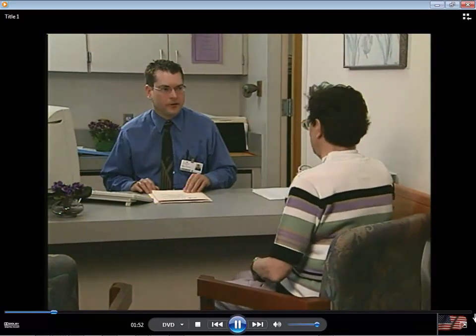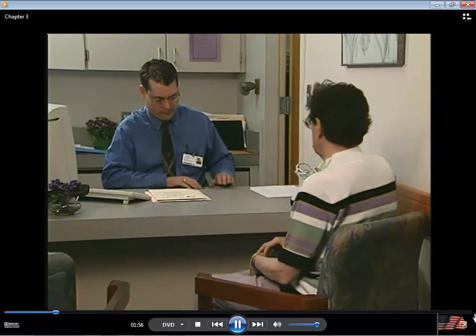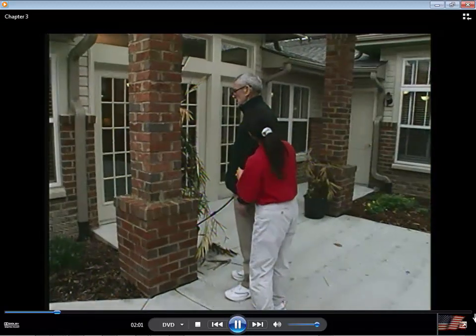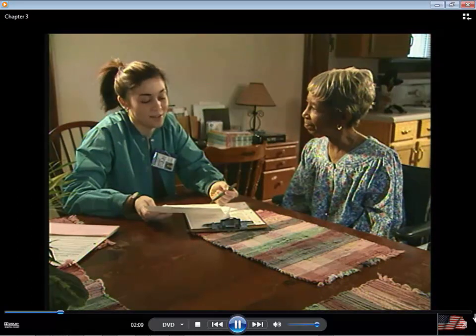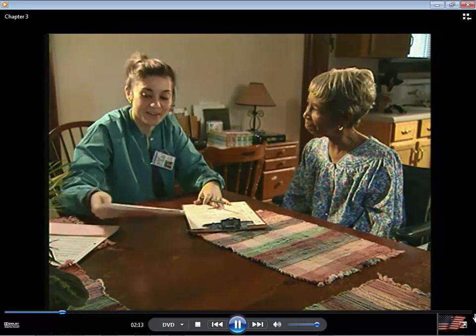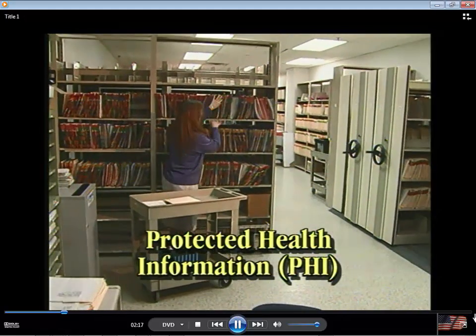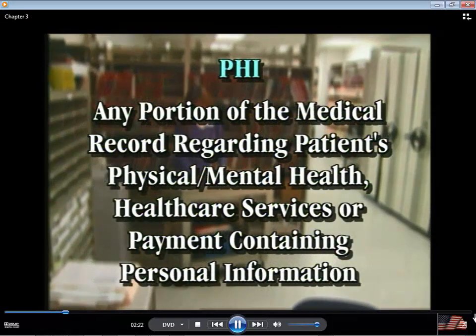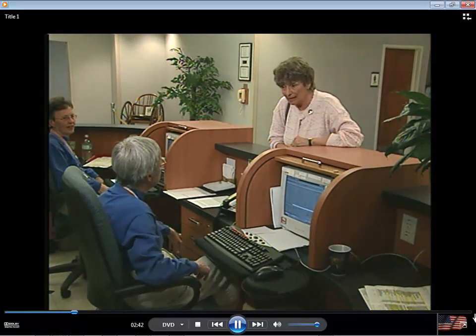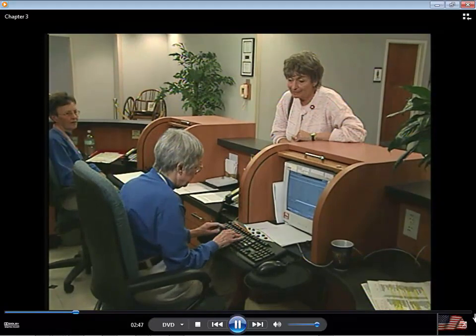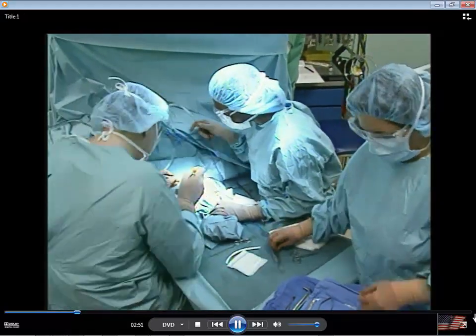As you know, the HIPAA privacy rule restricts the use and release of medical records and gives patients more control over how that information is used. By law, healthcare providers, health plans, and healthcare clearinghouses, what HIPAA calls covered entities, are now held accountable for privacy violations with serious penalties for non-compliance. In this program, you'll hear the term Protected Health Information, or PHI, used often. PHI is any portion of the medical record regarding a patient's physical or mental health, healthcare services, or payment that contains personal information. Personal information is any information that matches patient to record, such as name, address, social security number, or physician notes. According to the privacy rule, patient permission or authorization is required before using or releasing PHI. However, the rule was not meant to get in the way of prompt and effective health care.